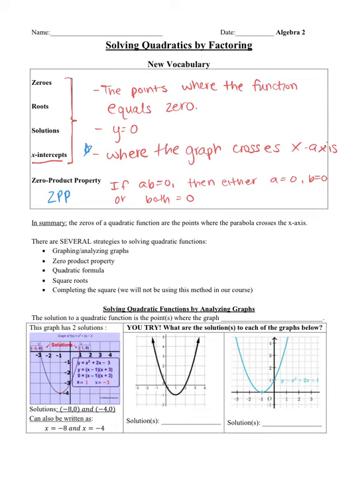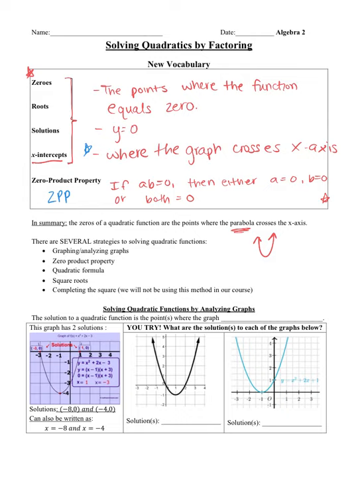Okay, so that is our first part of this new unit. It's just going over some vocabulary, which we already knew these top four, and the zero product property is new to us, but in a way not really new because we know that when we get an answer of 0 when we're multiplying, one of those numbers has to be 0. That's all that this property is saying, okay? So in summary here, the zeros of a quadratic function are the points where the parabola crosses the x-axis. Remember, parabola is the new word we're going to use for a quadratic. A quadratic is a U-shaped graph, okay?